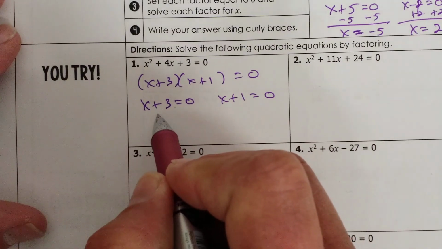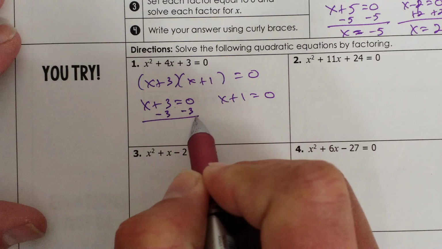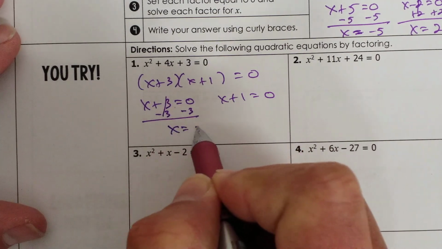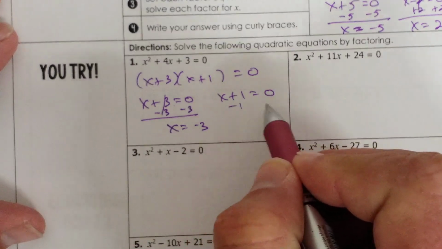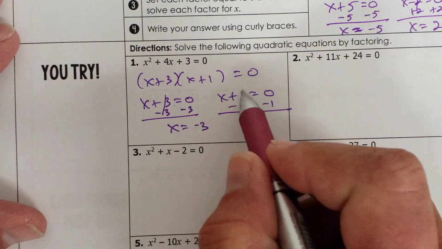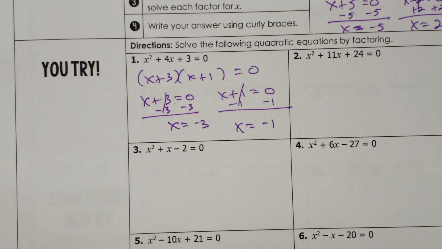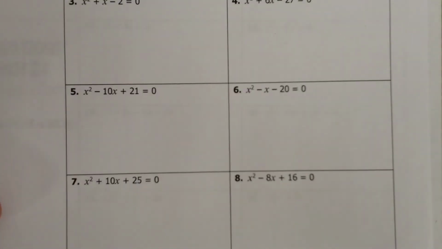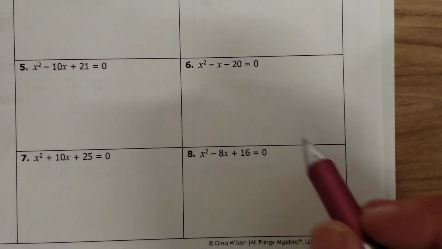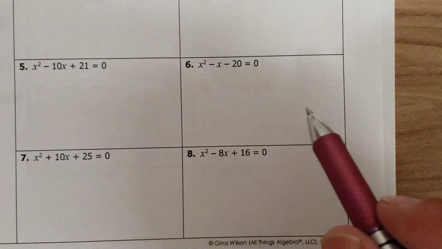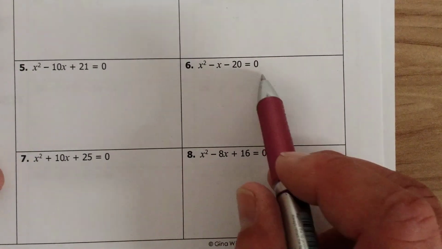So to get x by itself here, I would take away 3 from both sides of the equal sign, and I've got x equals negative 3. Take away 1 from both sides on this equation, and you get x equals negative 1. So there's your two solutions. Okay, let's look at a little harder one. This one tends to give students trouble. It's equal to 0.